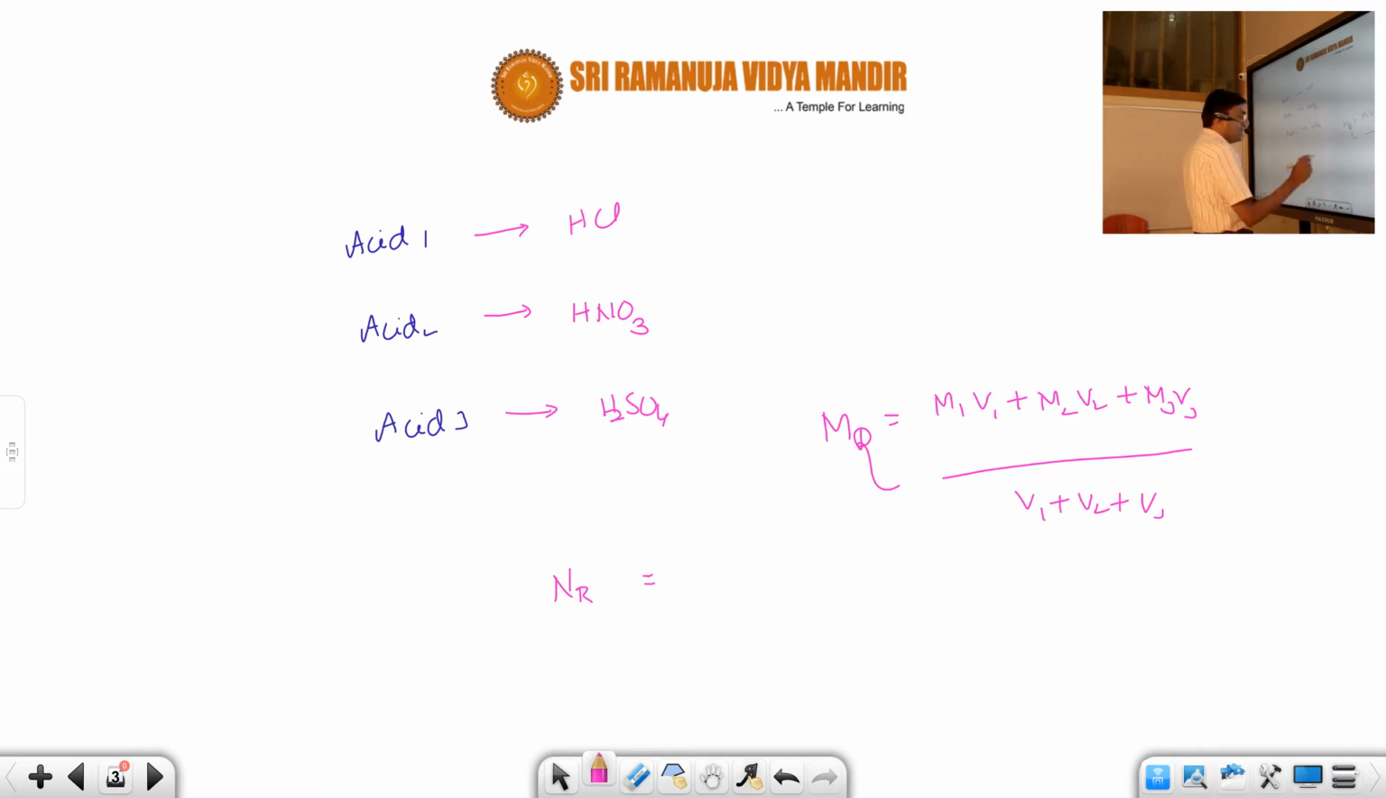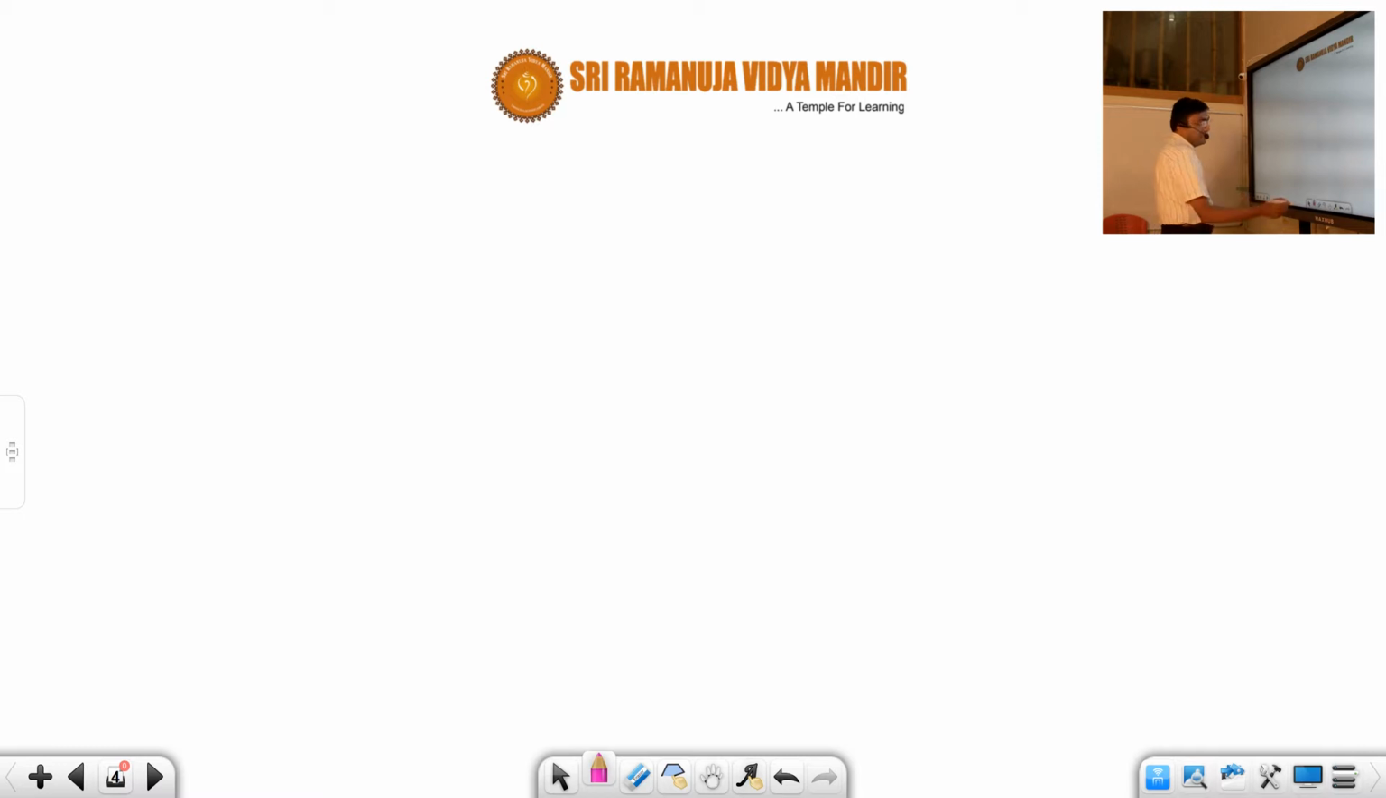Here, N1 V1 plus N2 V2 plus N3 V3, divided by V1 plus V2 plus V3. The same thing, if you divide, we get the same thing. So this is how, when two acids are mixed, or when multiple acids are mixed, you have learnt in case 1 what the outcome is. Similarly, let us see case 2.